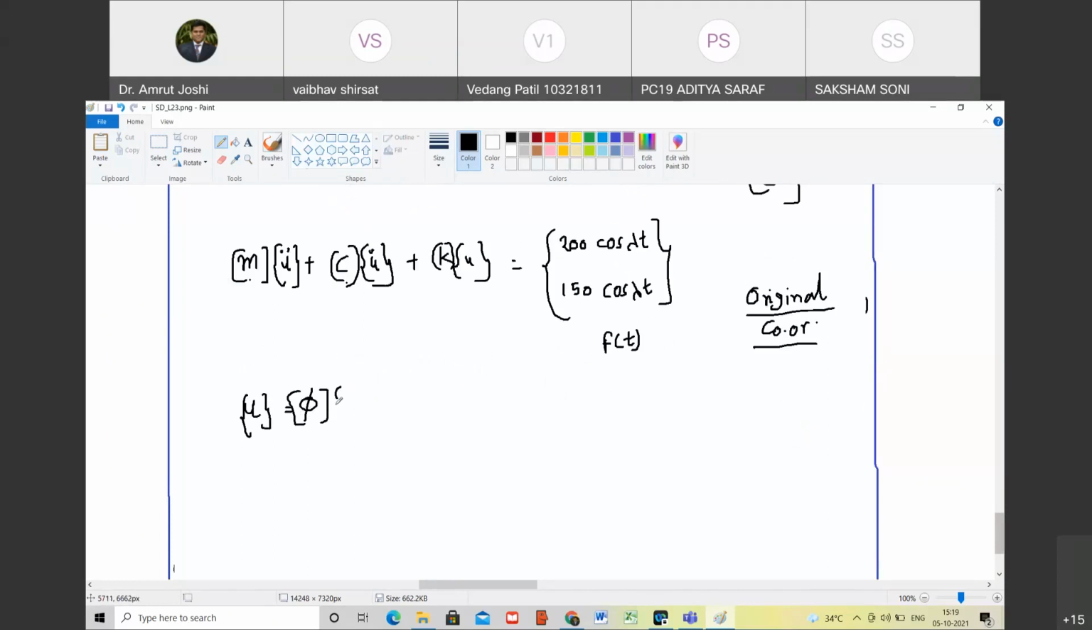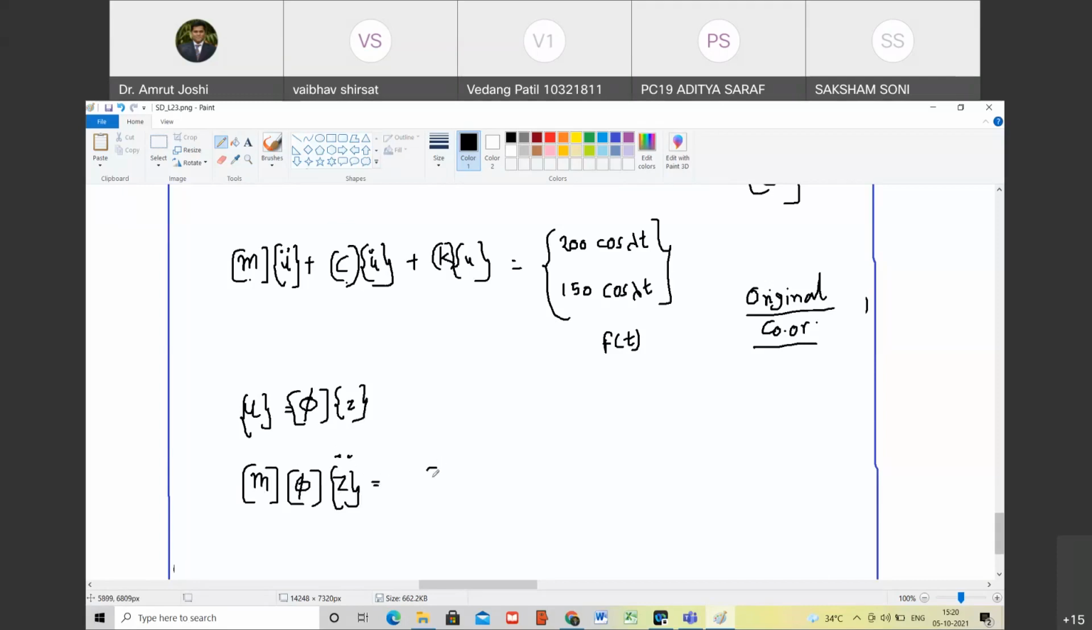Are you with me? So if I apply that, what do I get? I get the M matrix, phi matrix, Z double dot, where Z double dot is Z1 double dot and Z2 double dot. These are generalized displacements, Z1 double dot of t and Z2 double dot of t. These are generalized accelerations.